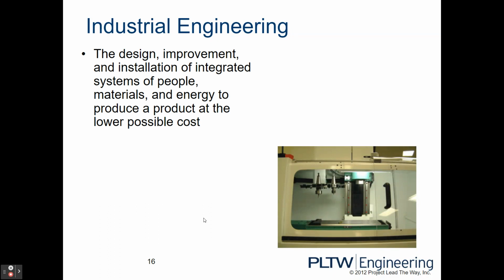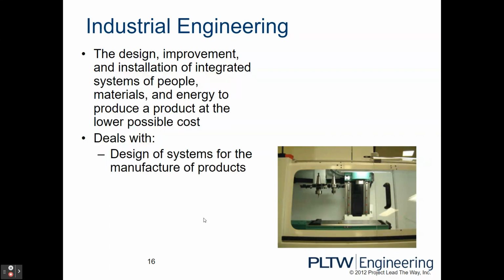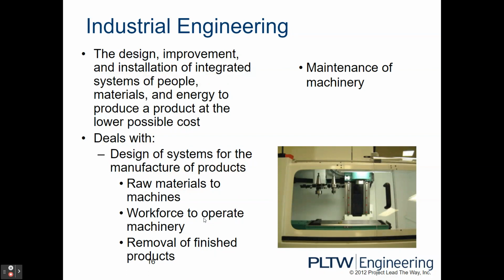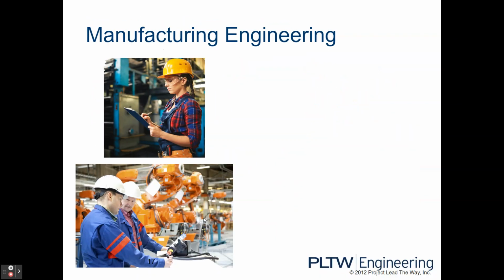All right, so industrial engineering, the next category: the design, improvement, and installation of integrated systems of people, materials, and energy to produce a product at the lowest possible cost. This would be dealing with design of systems for the manufacture of products and turning raw materials into machines or products themselves, and then workforce to operate that machinery. And of course, removal of finished products as well. Maintenance of the machinery, and analysis of manufacturing processes for cost. This is kind of like what we're doing with our special project right now for Pack Challenge.